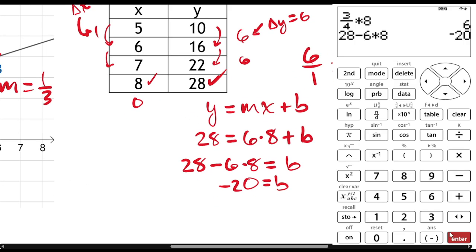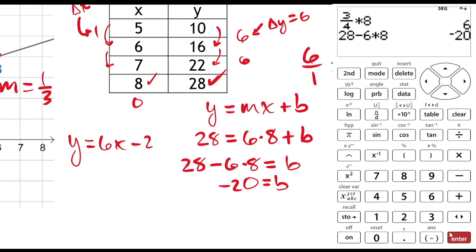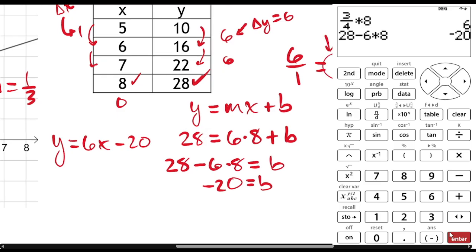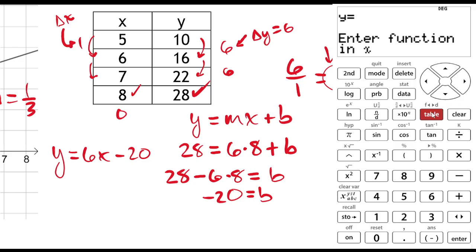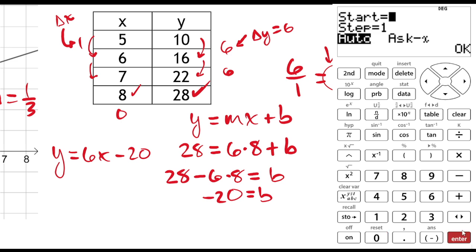Now, we're going to do two things, though. Before we move on, I want to write down the equation. y is 6 times x minus 20. But I want to show you, again, how we can check these values using our calculator. So I'm going to grab my calculator. I'll just clear it and hit table. And I'm going to enter this function, which is what? It's 6 times x and then minus 20. And I'll press enter. I'm going to set my table to start at 0, step by 1, and I'll just go with auto. So it'll just generate a bunch of values.